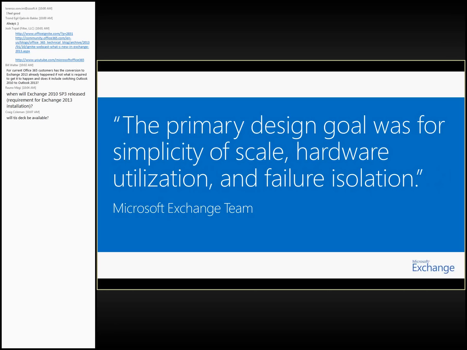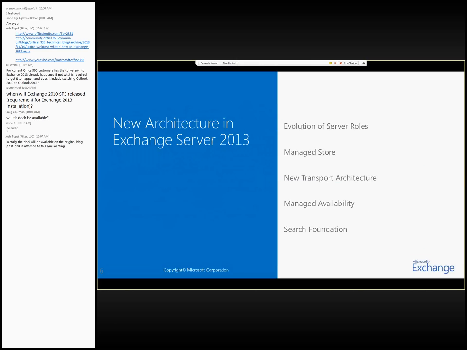Now, the resulting architecture I'm about to discuss meets these goals and provides an evolution to the server roles, improvements on the network layer, and provides failure isolation and hardware efficiency. Now, the primary architectural changes I want to discuss today include this evolution of the server roles, as well as new technology called the Managed Store, and the new transport architecture in Exchange 2013, more new technology called Managed Availability, and new search technology called Search Foundation. There's also unified messaging and voice architectural changes, which I'll discuss in the features portion of this presentation.